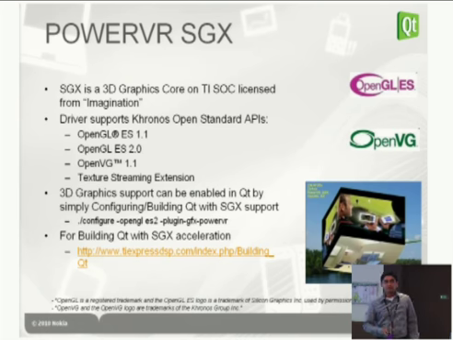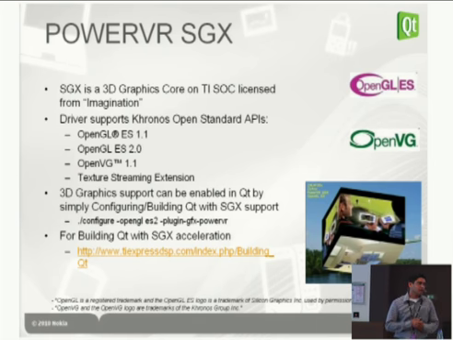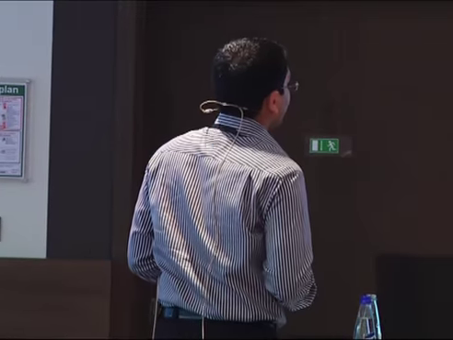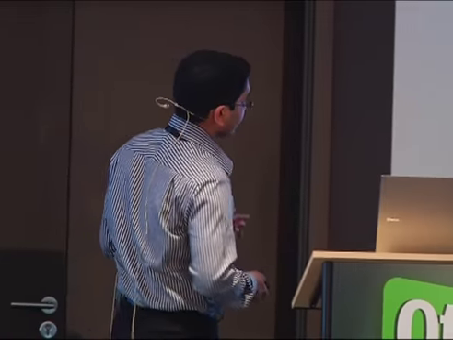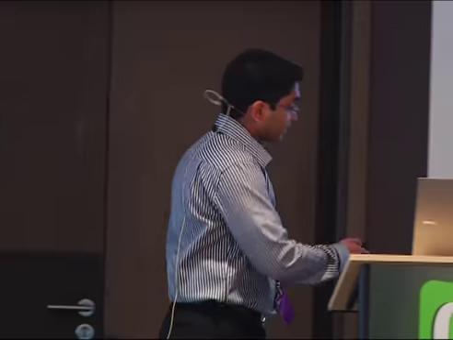If you are not aware, SGX is basically a 3D graphics core IP that TI licensed from Imagination and provides on its SoC. The drivers that come with the SGX have support for the Khronos open standards that I just mentioned, OpenGL ES 1.1, 2.0, OpenVG, and TI has implemented its own texture streaming extension. So what is that extension?